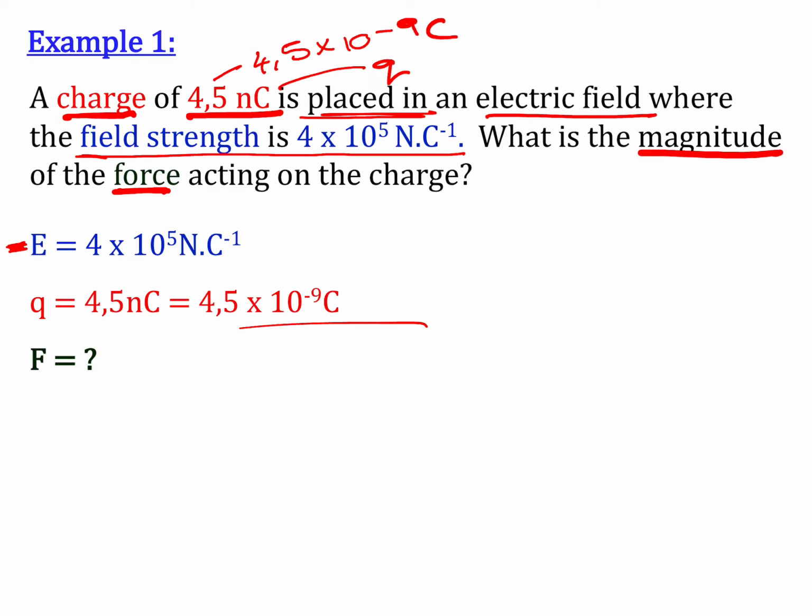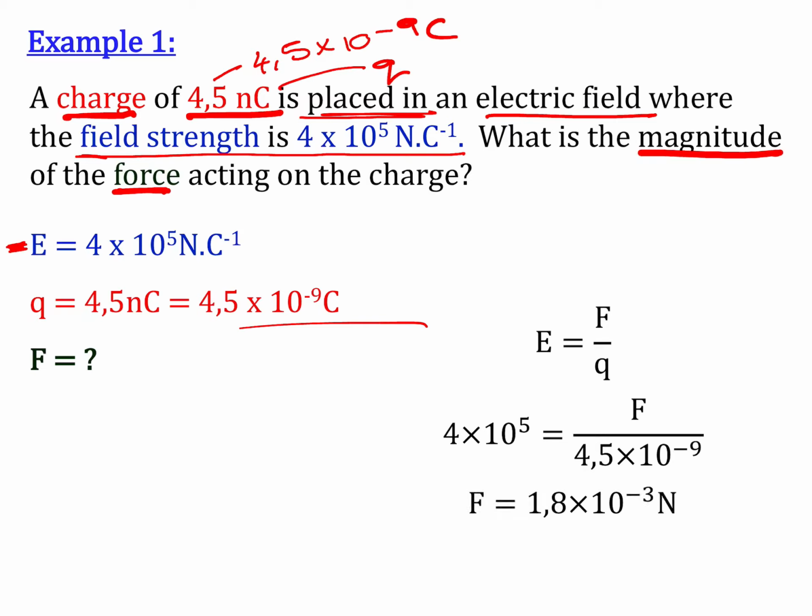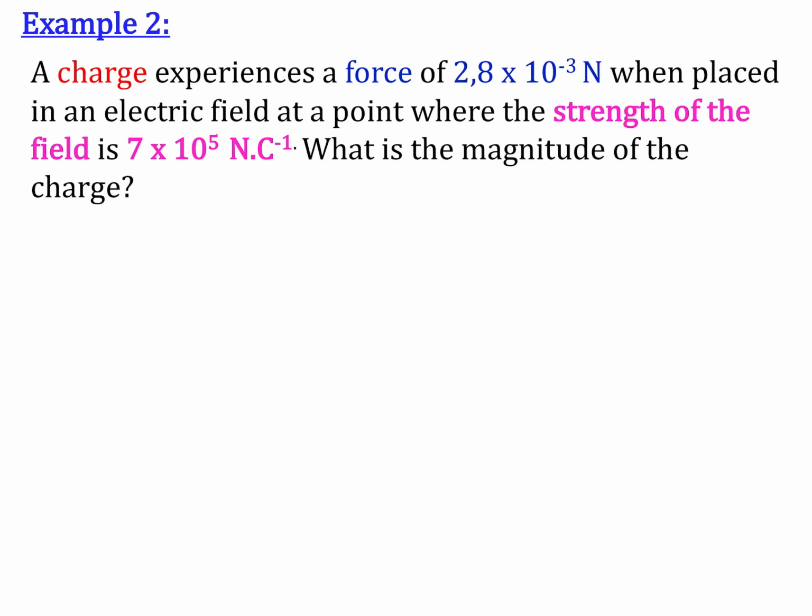So we look at this and we go, well, actually, I've got E, I've got Q, I want F. I'm going to use E equals F over Q. I do my straightforward substitution. Getting the answer for F is a maths problem. I don't need direction because the question asked for magnitude. Okay, so there's my answer. Done. Let's look at another example.